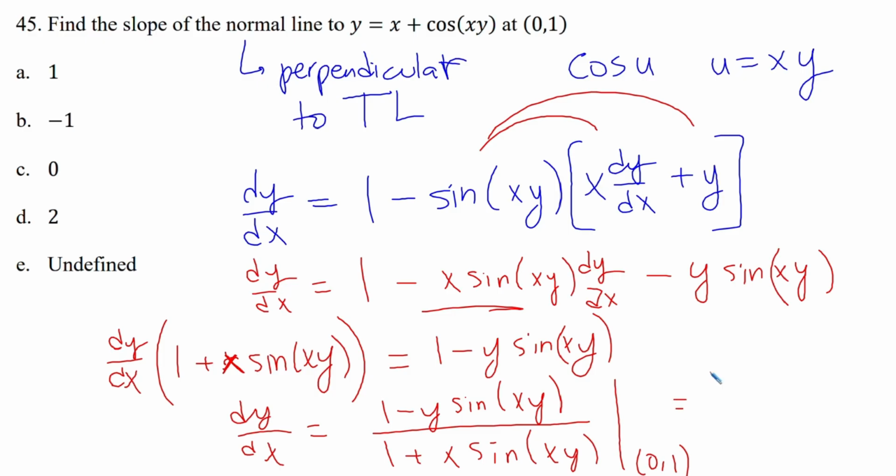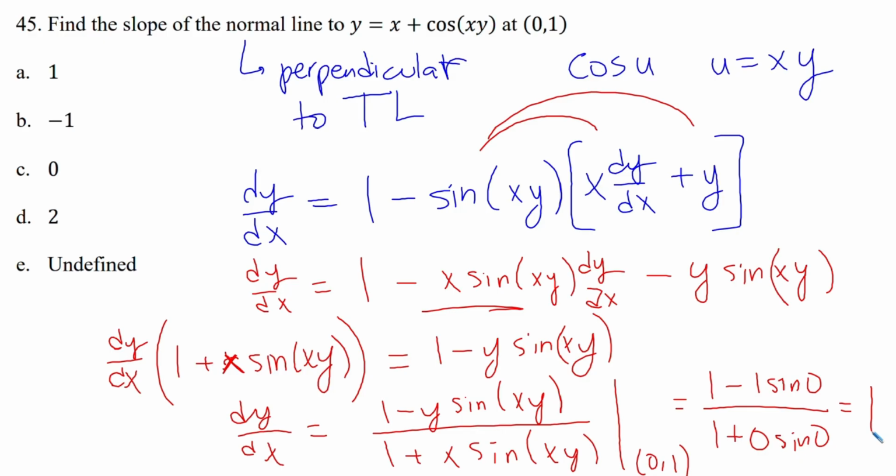So in the numerator, we're going to have 1 minus 1 times the sine of 0. And in the denominator here, we're going to have 1 plus 0 times the sine of 0, which is just going to come out to be 1 over 1, which should be 1.